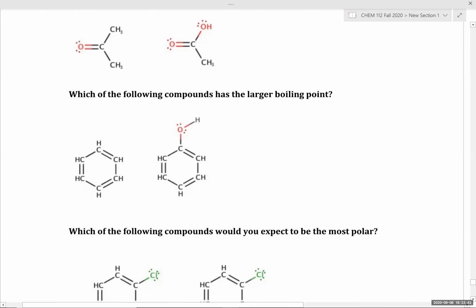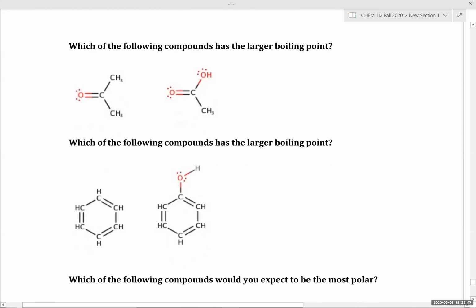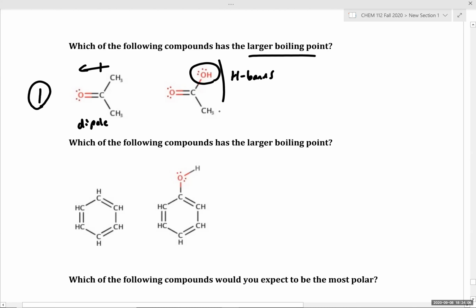Let's do one more set of examples. I'll do the first example and you'll do the next 2. We're asked, which of the following compounds has a larger boiling point? So acetone, we have primarily dipole interactions, while acetic acid, we can form hydrogen bonds. And as a result, acetic acid would have a higher boiling point.